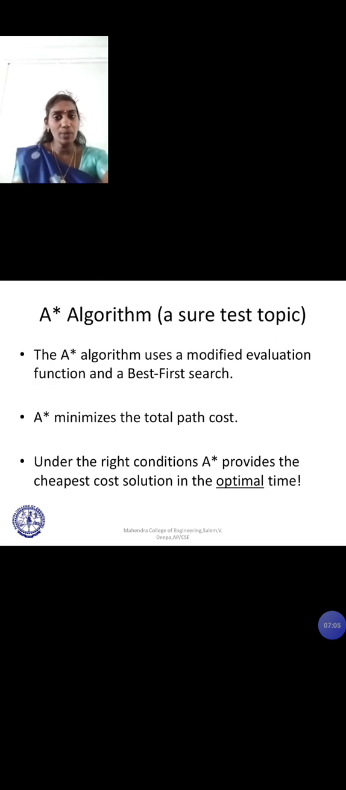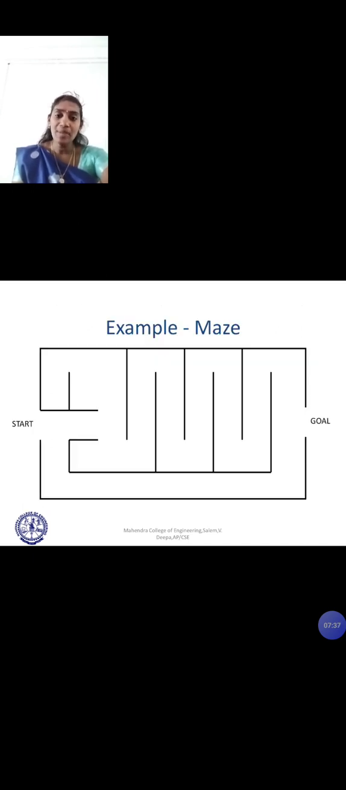This is also one type of test algorithm, which modifies the evaluation function as in depth first search. Same as the depth first search, we have to identify the first problem, then we give the shortest path to identify the goal state from the current state. For that we have some cost, which is nothing but the path cost, which is the distance or traveling cost or some particular given tree cost. Under the right conditions, A star provides the cheapest cost solution in optimal time. The time has to be measured from start state to goal state.